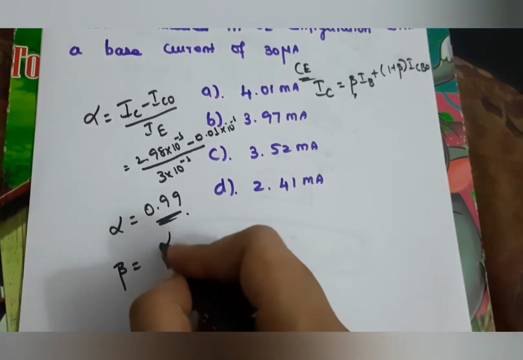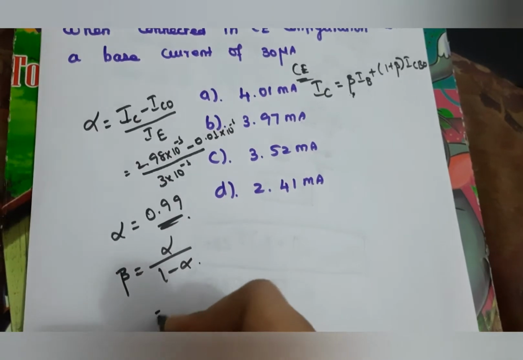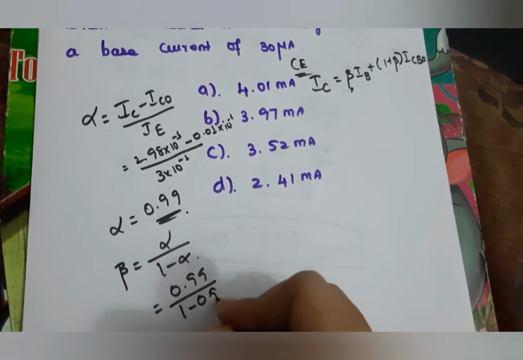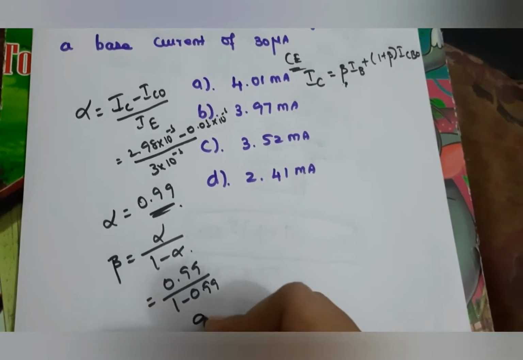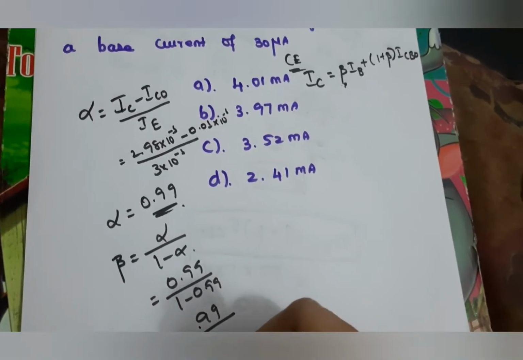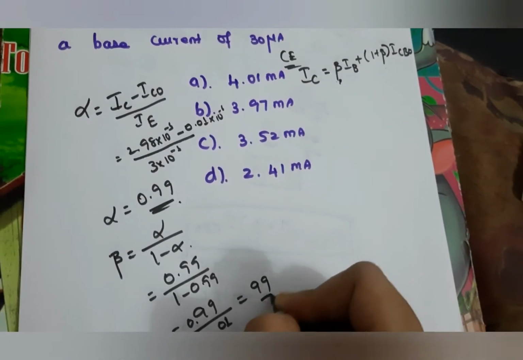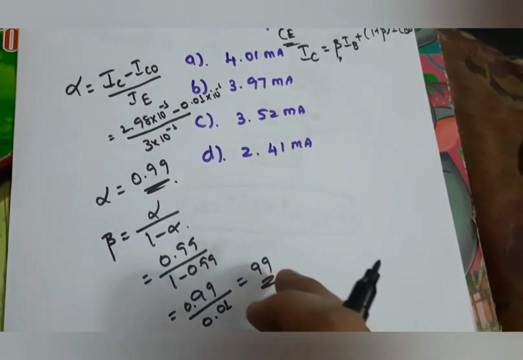So beta is equal to alpha divided by 1 minus alpha. So 0.99 divided by 1 minus 0.99, so 99 divided by 0.01. So that will equal 99. So beta is 99. So now we get the beta value.